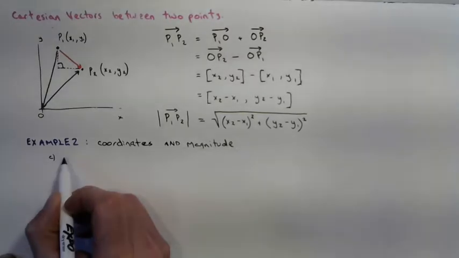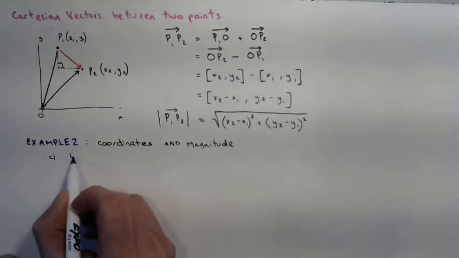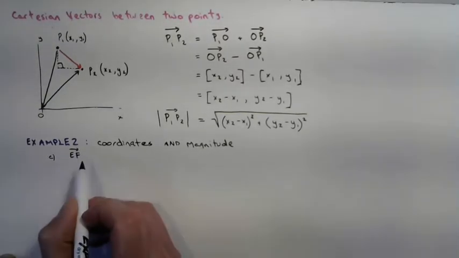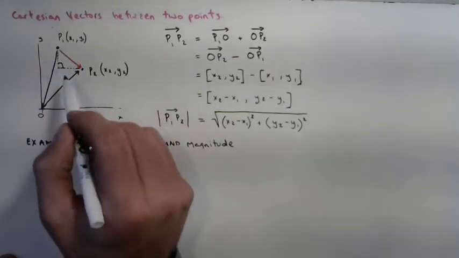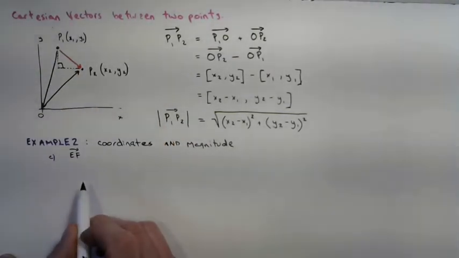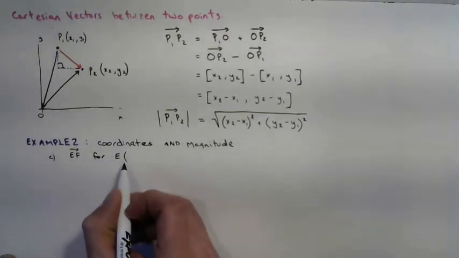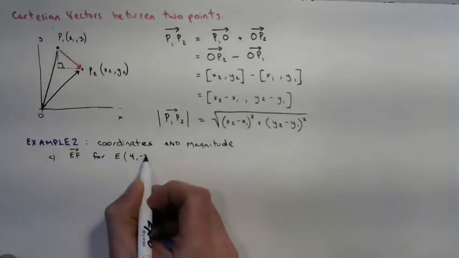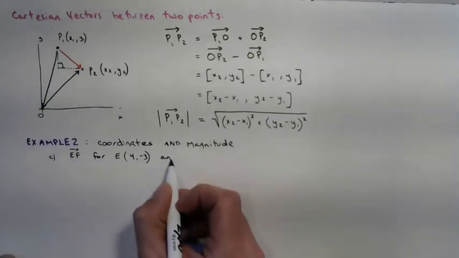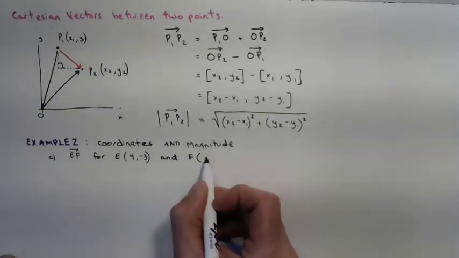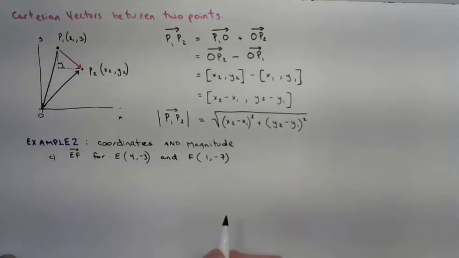All right, let's see it one more time. In C, we've got vector EF, which is a vector anywhere on the Cartesian plane. It's defined by the point E, which is (4, -3), and the point F, which is (1, -7). And we're going to follow the exact same steps here.